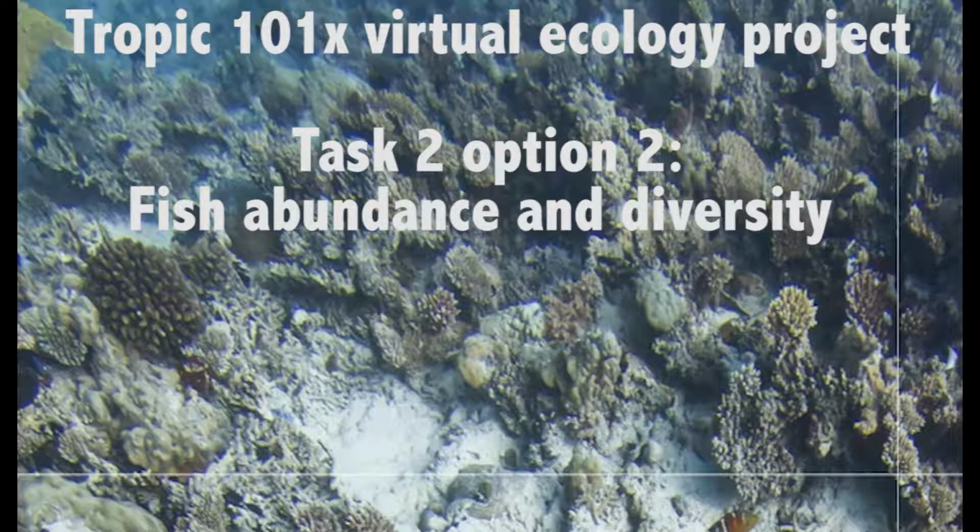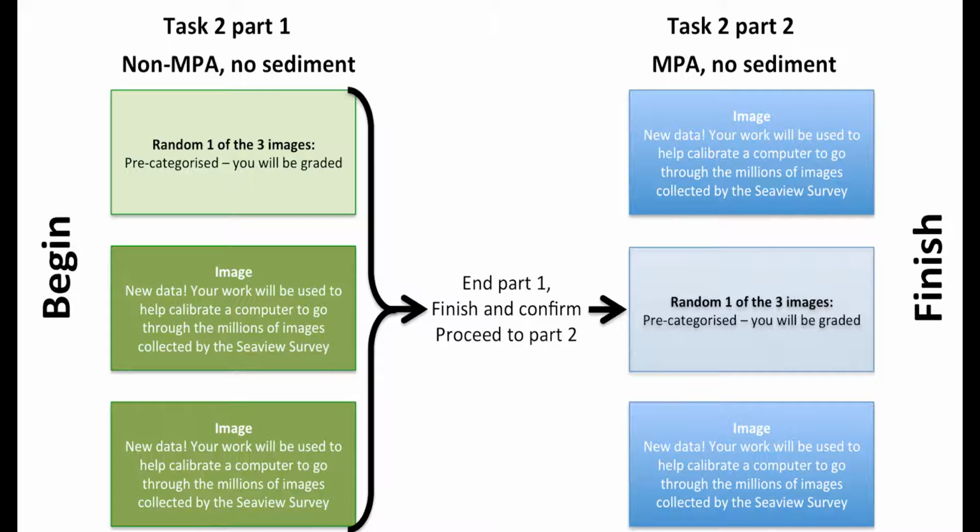Welcome to Task 2 of your Virtual Ecology project. In this option, you will be looking at fish abundance and diversity in two different areas, a marine protected area and a non-marine protected area. This task is divided into two parts.